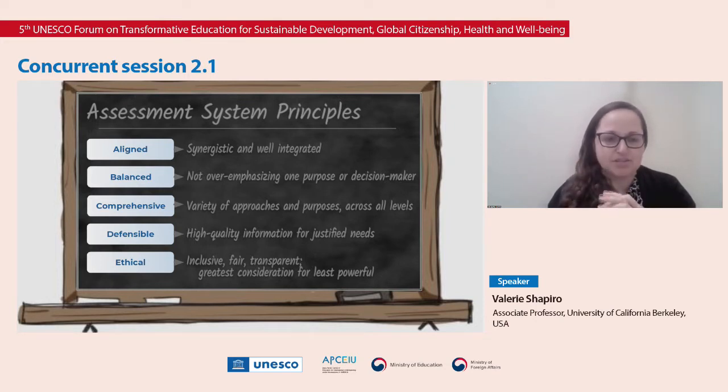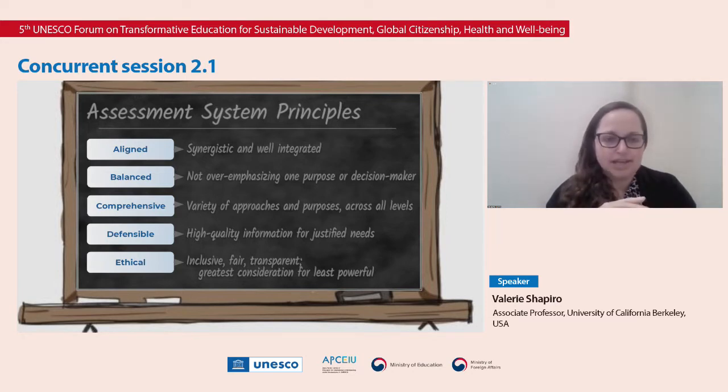And then heading down to the principles at the bottom of your screen, we want this to be defensible, because if we're going to be making important decisions that affect the lives of young people and future generations, we really need to make sure that the information we collect is worthy of those decisions, that it's trustworthy information, and that it doesn't just help sustain an existing narrative, but it's actually information that's needed for the purpose of making decisions, and that will justify the costs of collecting this information.